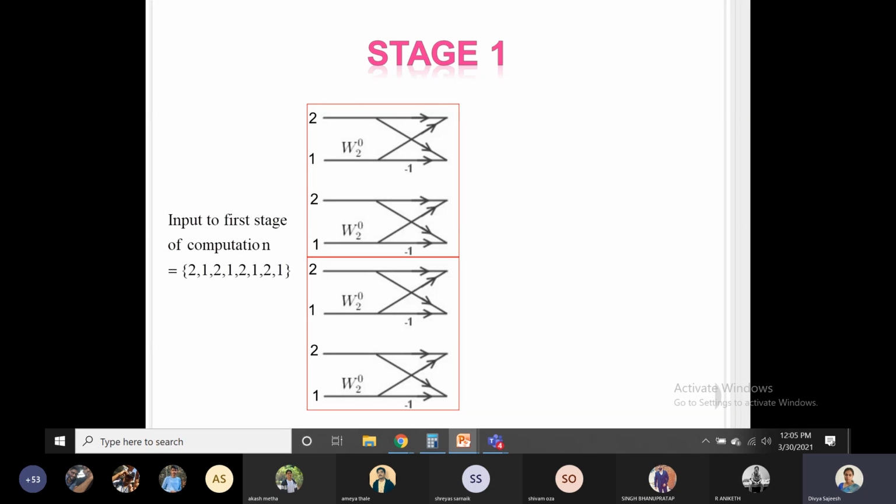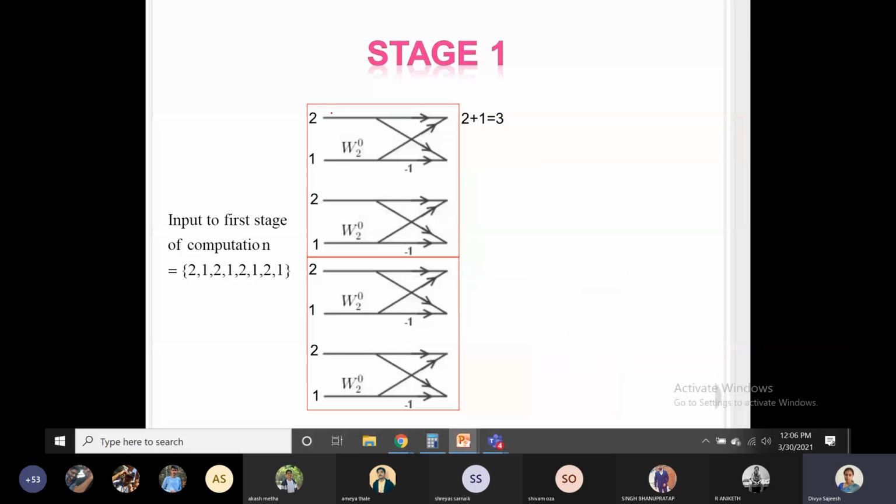Okay, so the first 2 will be coming as it is. Now you have to add the second input coming from this path. What is the second input? 1 into W2 raised to 0. W2 raised to 0, we already found as 1. So 1 into 1 itself will come here. So that is 2 plus 1 will come here. Okay, now let us see the next output which is coming here.